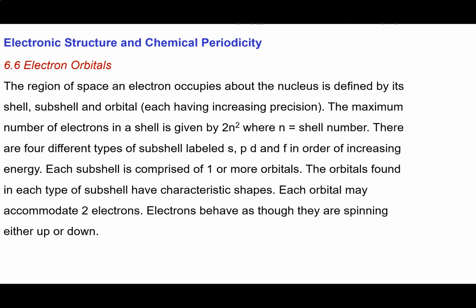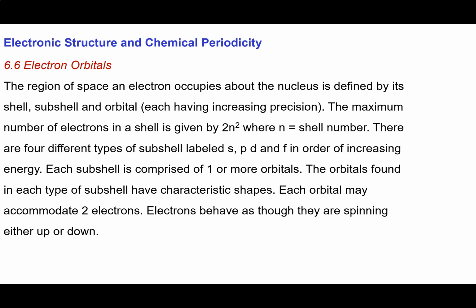So the region of space an electron occupies about an atom is described by its shell, subshell, and orbital, each having increasing precision. The shells correspond to layers of electrons. The maximum number of electrons in a given shell is given by the formula 2n squared, where n refers to the shell number. There are 4 different types of subshells designated by the letters S, P, D, and F, and they increase in size.